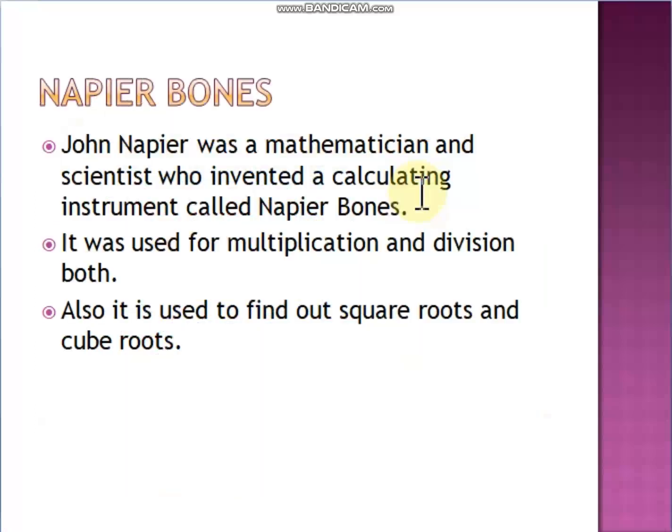Alright, moving ahead, we have Napier bones. Now Napier bones is a calculating instrument named after the scientist and mathematician John Napier. So John Napier introduced a calculating instrument and it was used for multiplication and division both. It is also used to find out square roots and cube roots. Let me show you a picture.